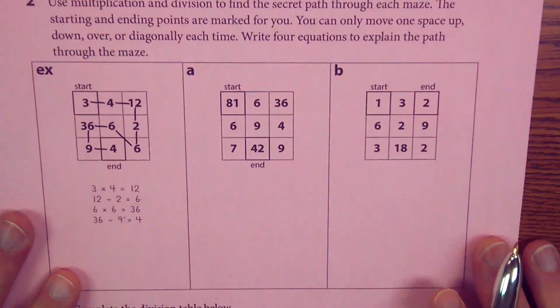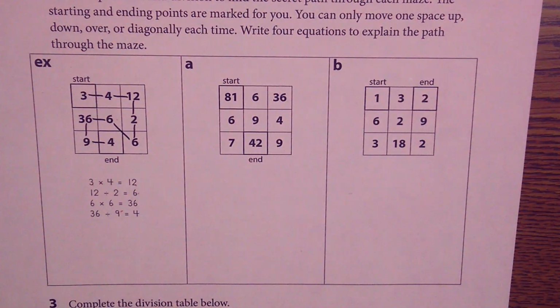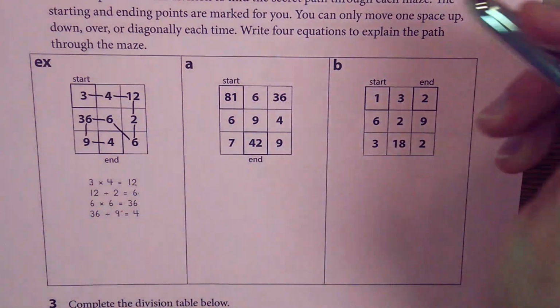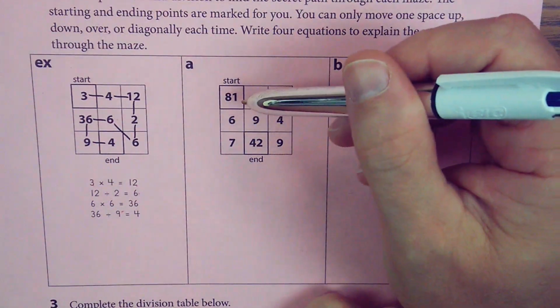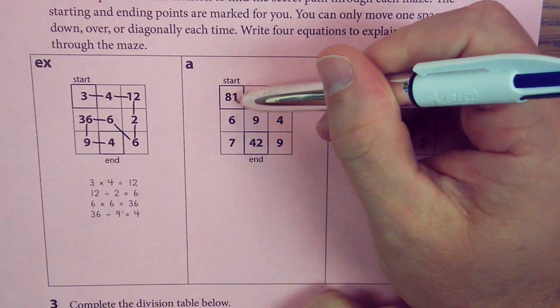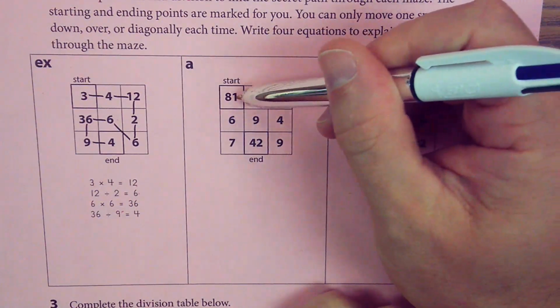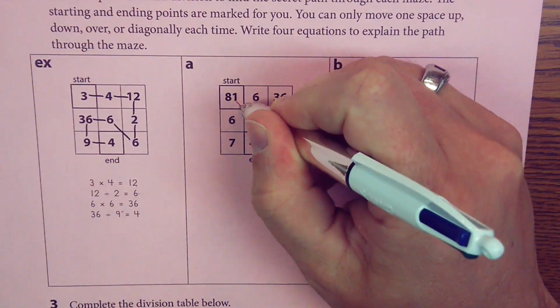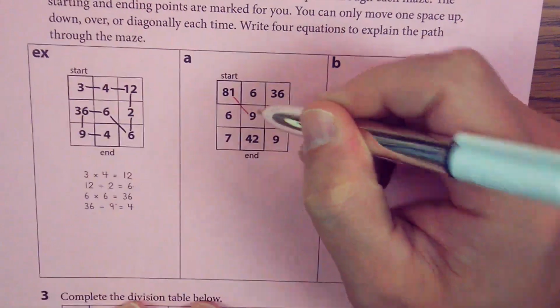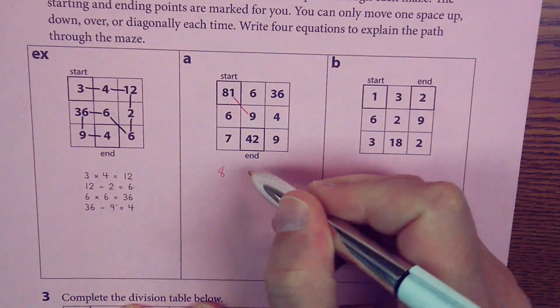I'm going to lead you through this first one, but then I'm going to leave B completely up to you. So you have to divide or multiply, depending on maybe how big the number is. I think that's a huge clue. For example, 81 is huge, and if you know your math facts, 9 times 9 is 81. So if I take 81 and I divide it by 9, I write that down, 81.